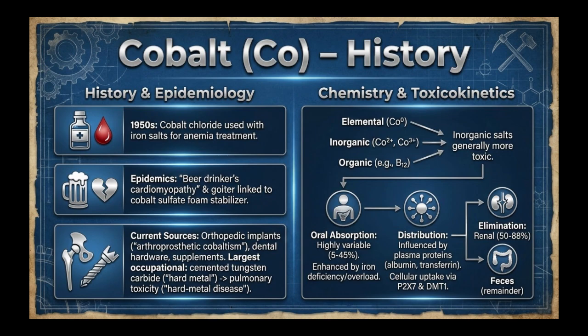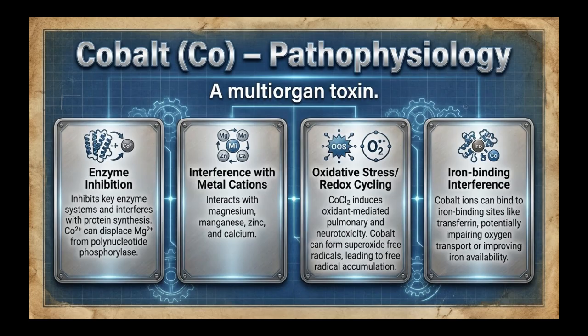Cellular uptake of cobalt is mediated by specific transporters, including the P2X7 transporter and divalent metal transporter 1. Most absorbed cobalt, between 50 and 88%, is eliminated through the kidneys, with the remainder excreted via feces. Acute increases in inorganic cobalt concentrations cause increased renal elimination. However, this rate rapidly decreases despite the presence of a large body burden.